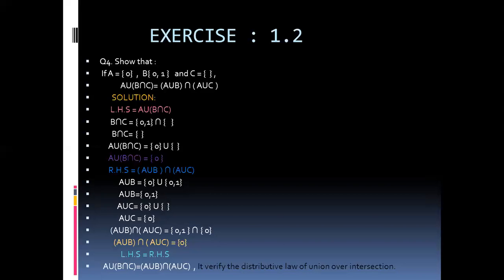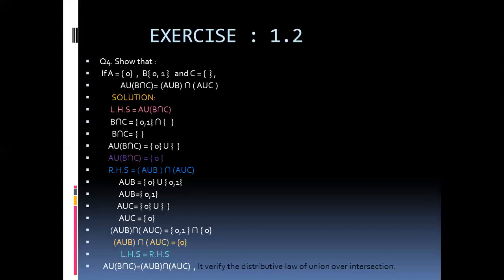Then A union (B intersection C). Now we take the union of A and the new set B intersection C. A is {0} and B intersection C is null. So our answer becomes {0}. Why? Because in the union we write all the elements. Then come to the right hand side.